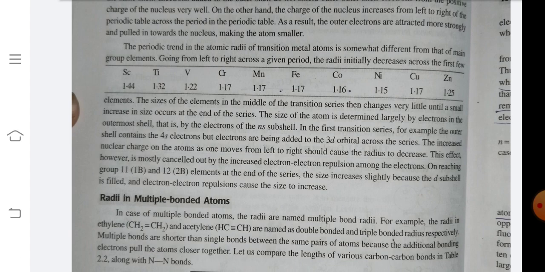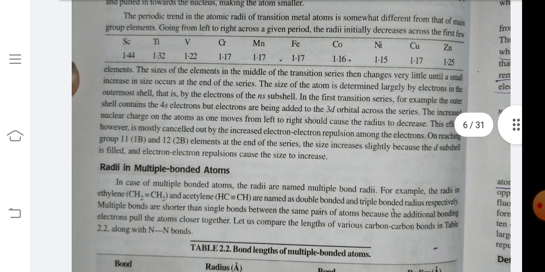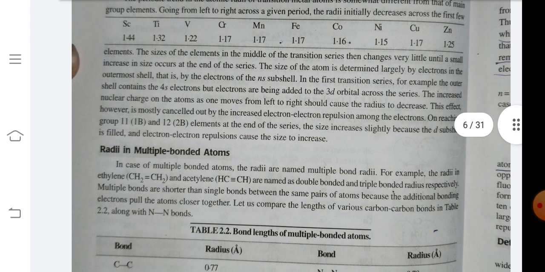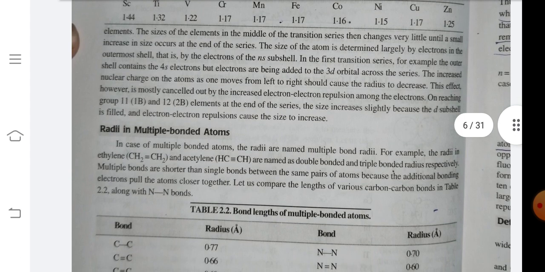The periodic trend in the atomic radii of transition metal atoms is somewhat different from that of main group elements. Going from left to right across a given period, the radii initially decrease across the first few elements. The sizes of the elements in the middle of the transition series then change very little until a small increase in size occurs at the end of the series.